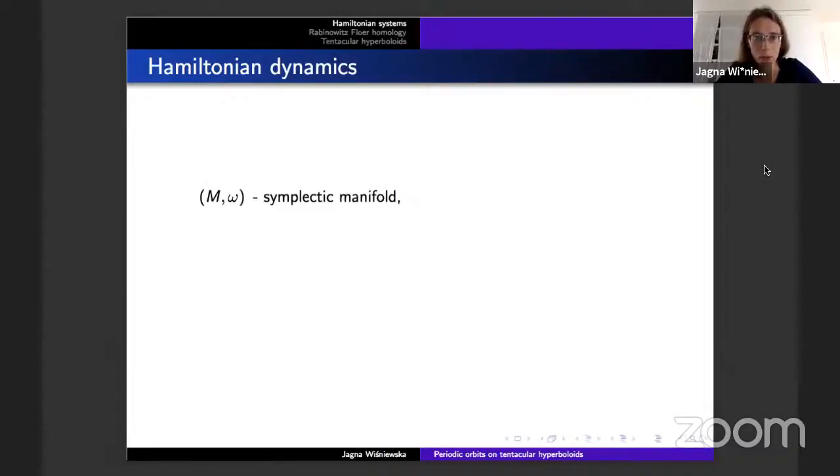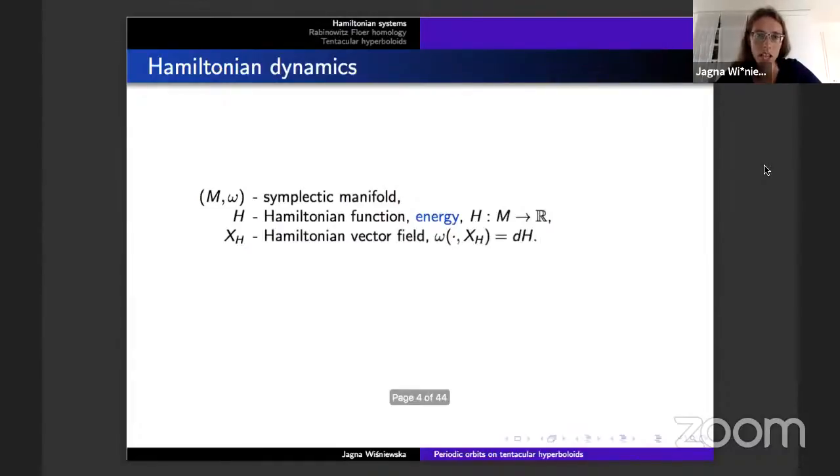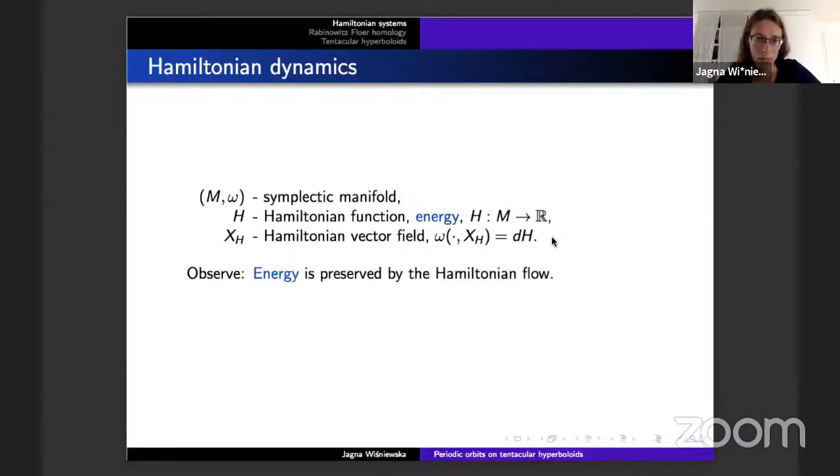We have a symplectic manifold, and to each function on the symplectic manifold, we can associate a certain vector field called the Hamiltonian vector field. It is uniquely defined through this equation here, and we would like to analyze those. The first observation we can make is that the Hamiltonian vector field preserves the Hamiltonian function itself. So in our analysis, we can restrict ourselves to a level set of the Hamiltonian function and look at how the Hamiltonian flow behaves on this energy level.